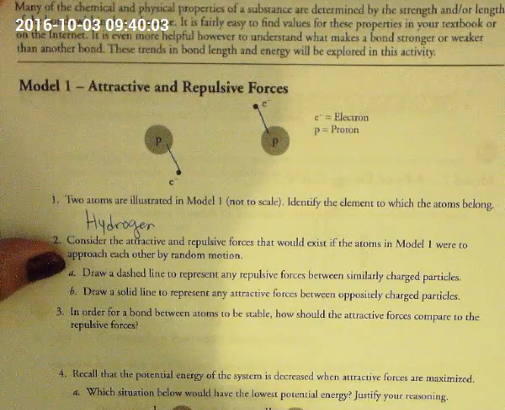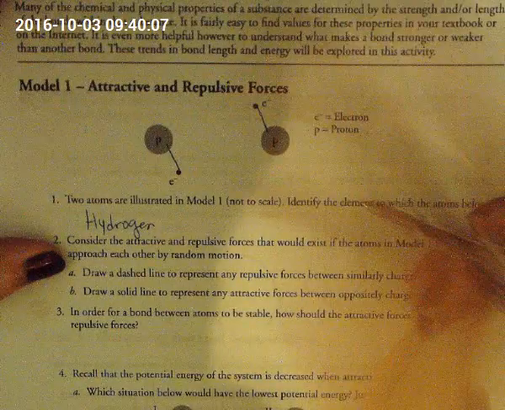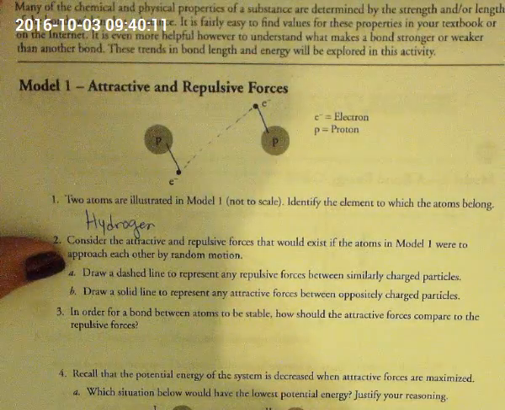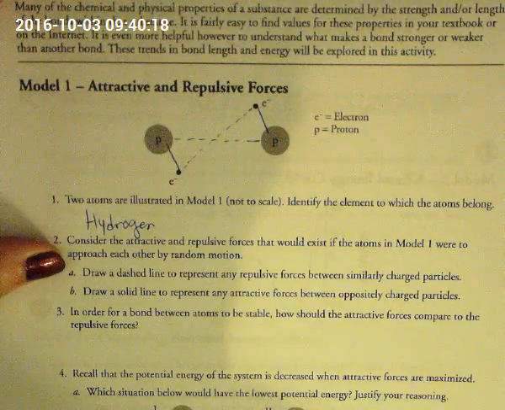And then they want us to draw a dashed line to represent any repulsive forces. So where would you see repulsion? Between what? Between the electrons. These 2 would repel each other. And what else? Between the protons. So those 2 would repel each other. Okay? So that's what they wanted you to draw.